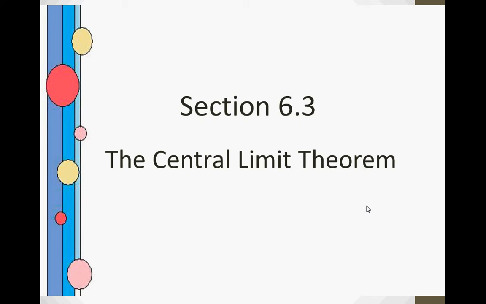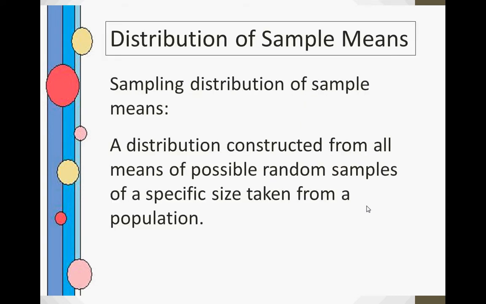Today, we are going to talk about the central limit theorem. First of all, the sampling distribution of sample means is a distribution constructed from all means of possible random samples of a specific size taken from a population.